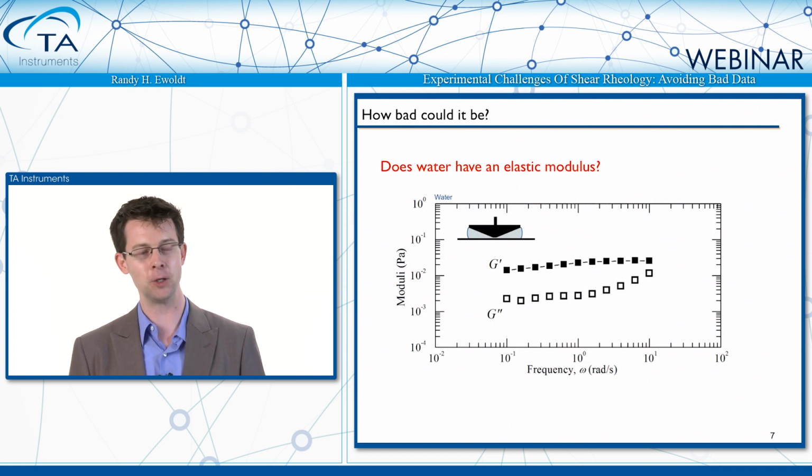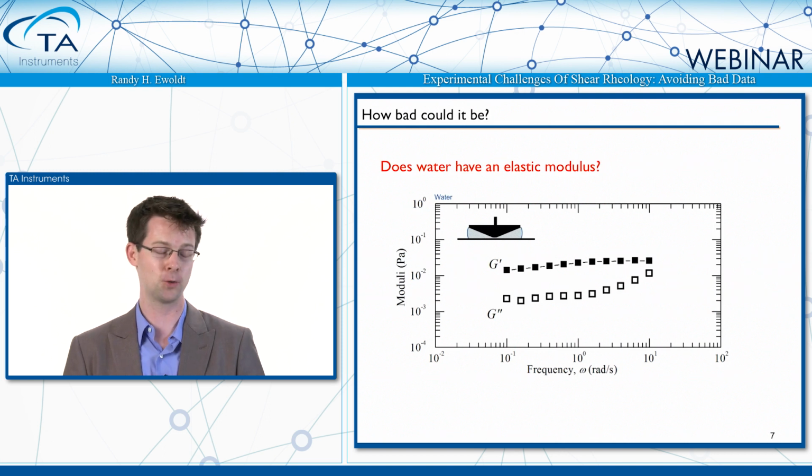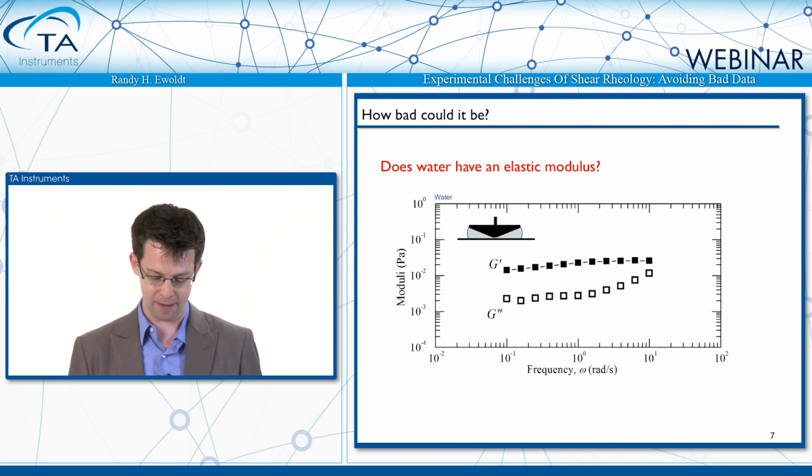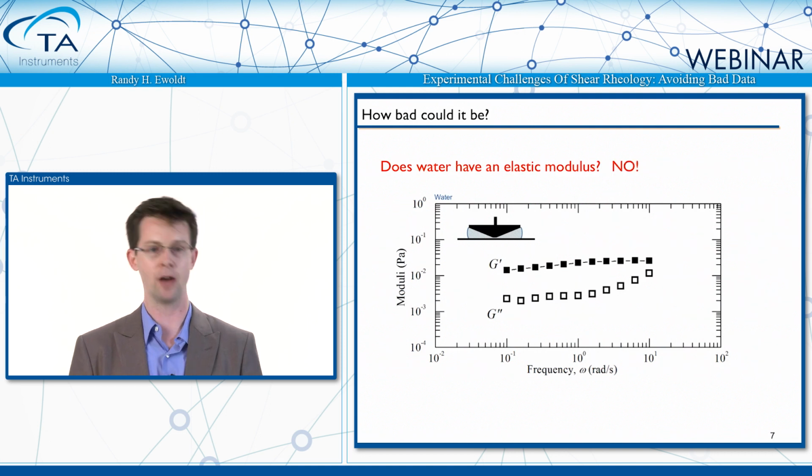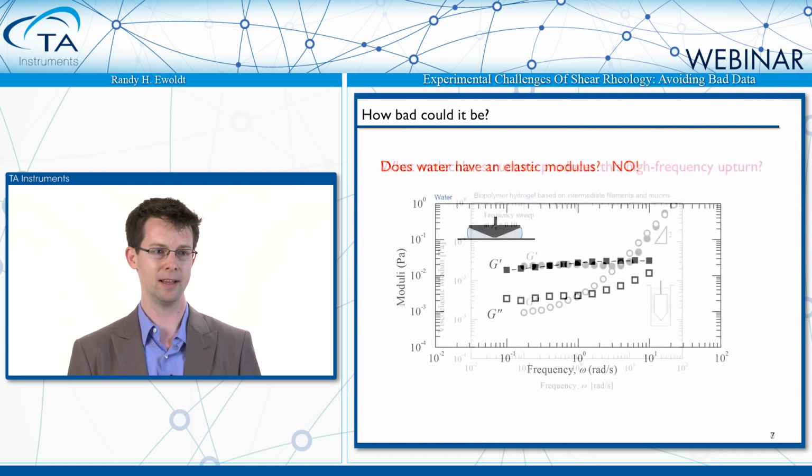I think if you comb the literature, you can actually find papers that claim that it does, but this is my own data. I won't point strong fingers anywhere else. Does water have an elastic modulus? And the answer is no, and I'll explain where this signature comes from and how to avoid it. It doesn't really have elasticity. There's something else going on. In this case, it's surface tension, and I'll make that clear as time goes on.